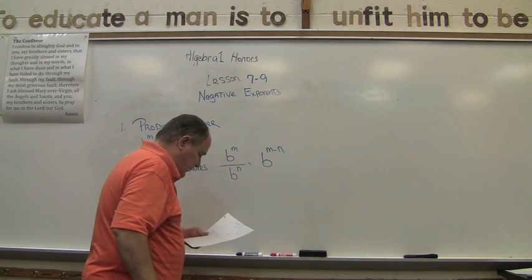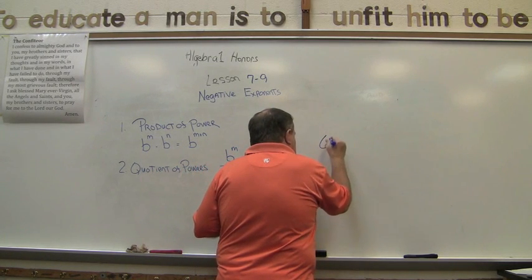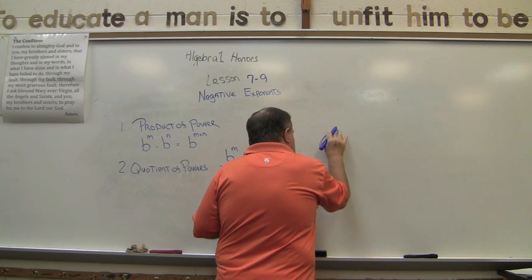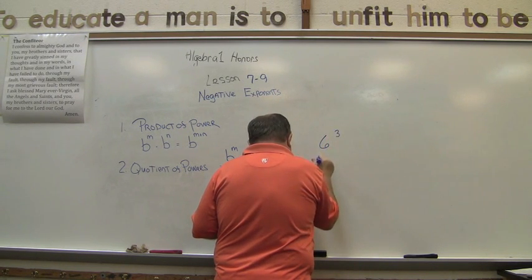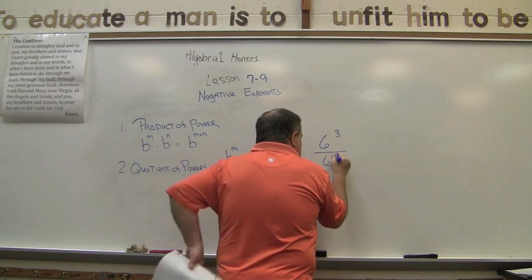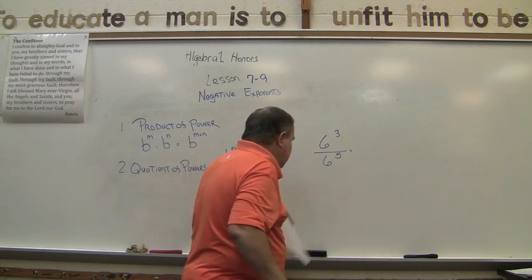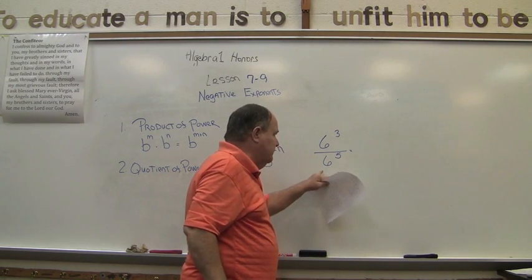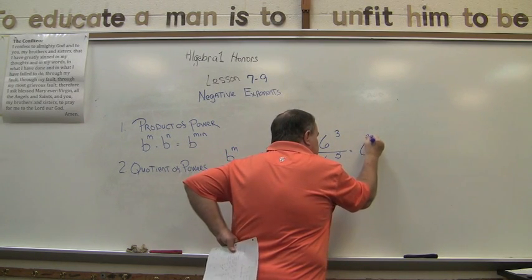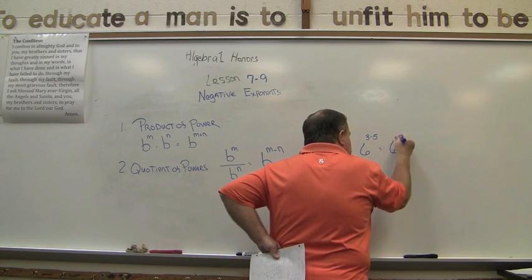All right, let's write down, let's write this, 6 to the minus 3, or let's just make it a plus 3. 6 to the third power divided by 6 to the, let's say, fifth power. Okay, now our rule says because we have the same base, we're able to rewrite our base and subtract our exponents. So we're going to have 3 minus 5, which is going to give me 6 to the minus 2.